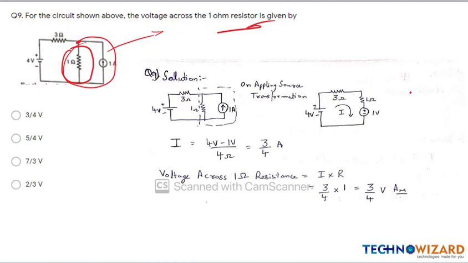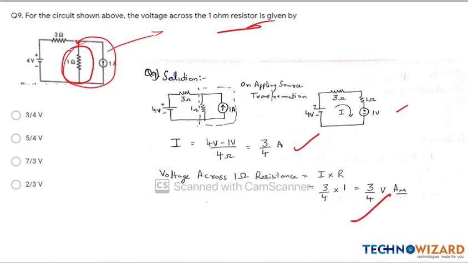Here 1 into 1 is 1 volt, and 1 ohm is the resistance. Therefore, I have to find the total current in the circuit, that is 4 minus 1 upon my total resistance 4 ohm, that is 3 by 4 ampere. Now voltage across 1 ohm resistance will be I into R, that is 3 upon 4 into 1, that is 3 upon 4 volt. This is how you can calculate this answer.